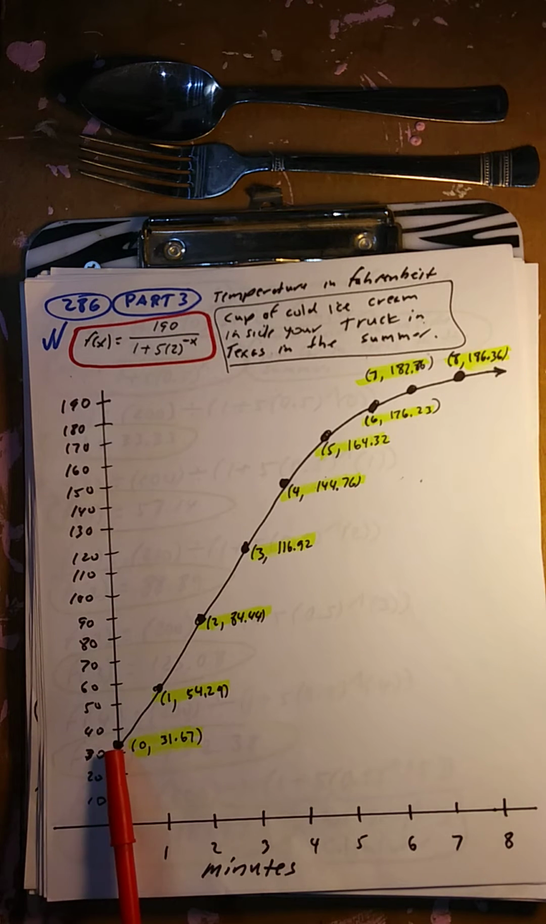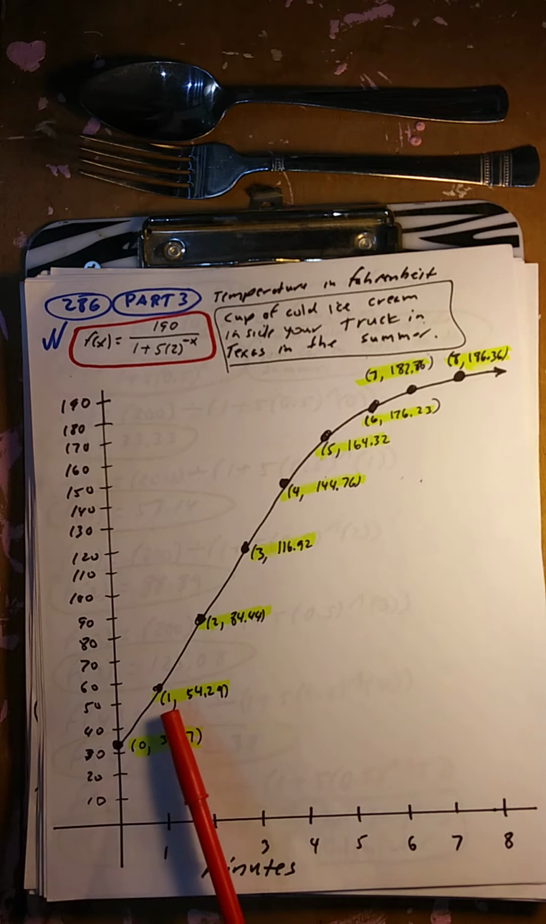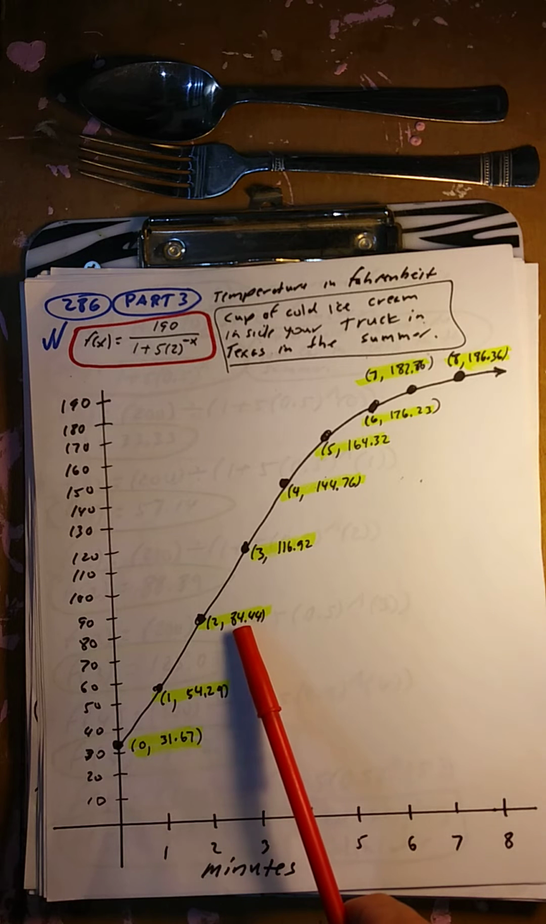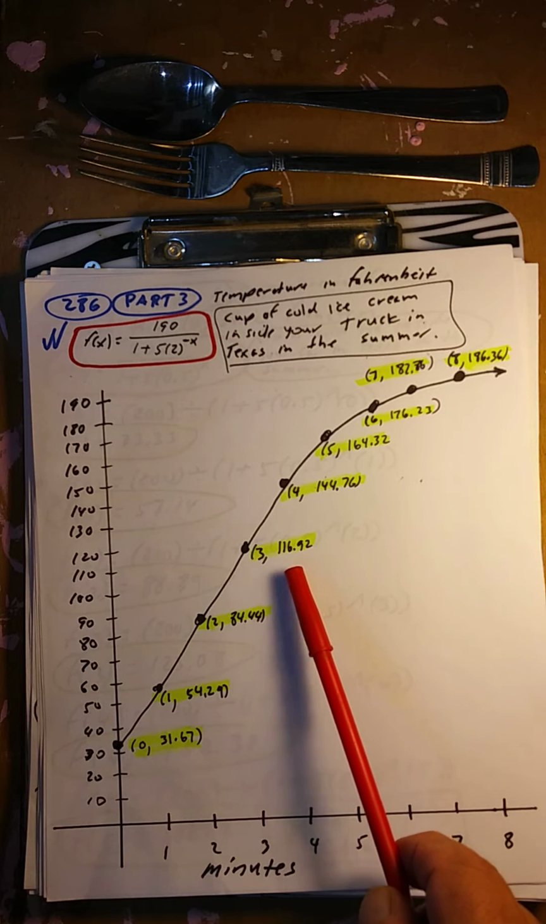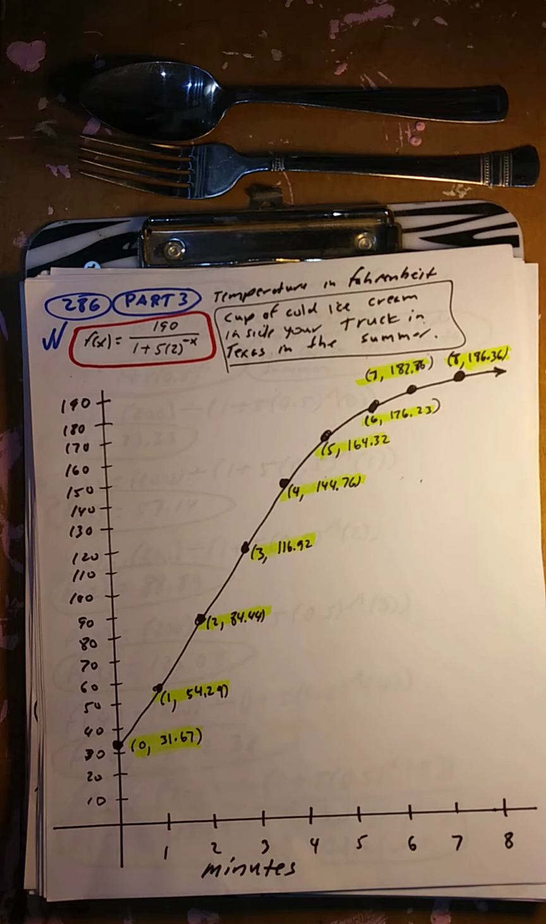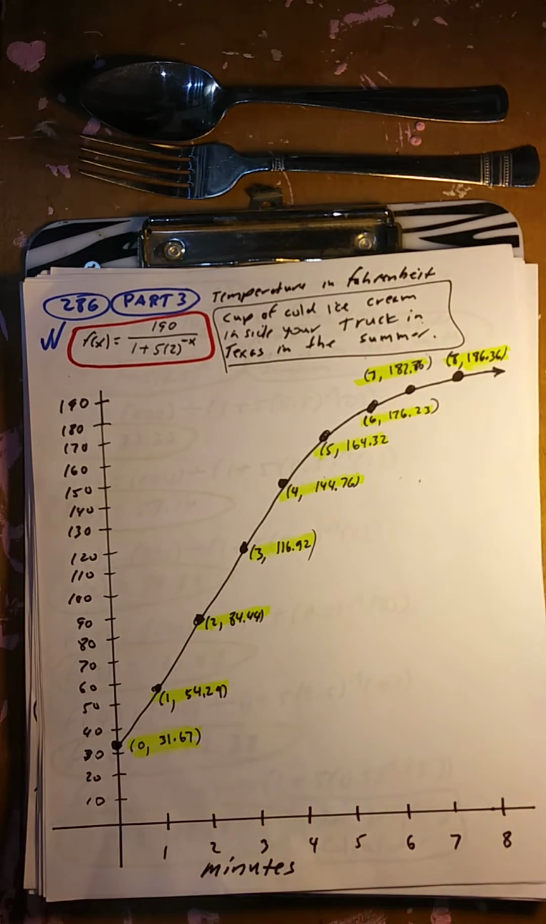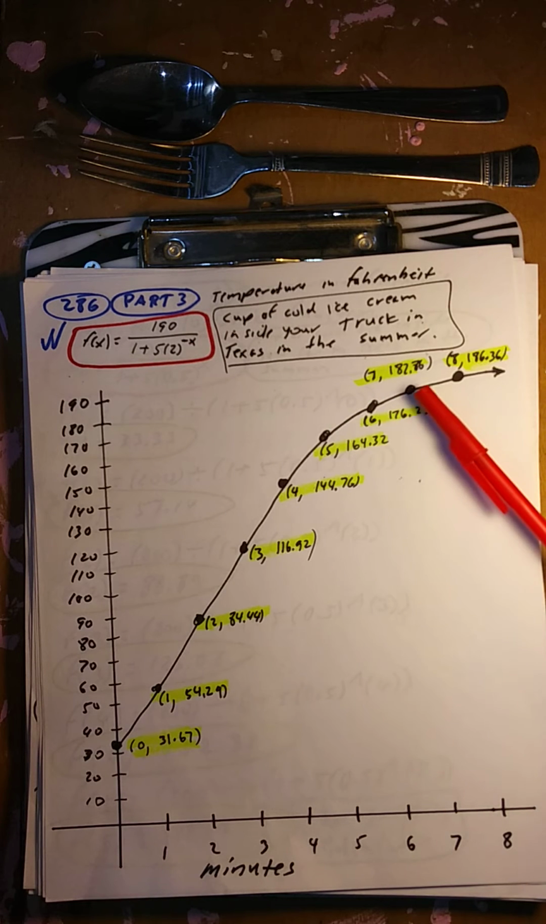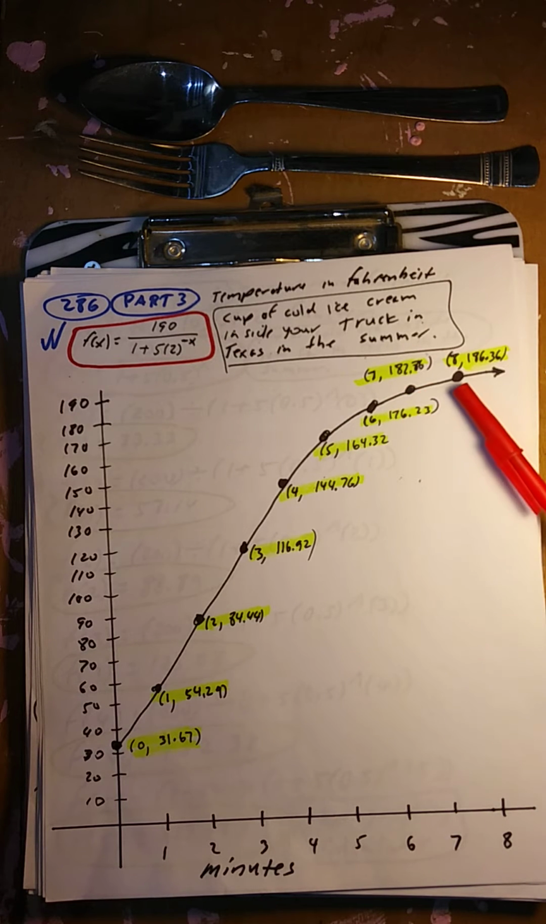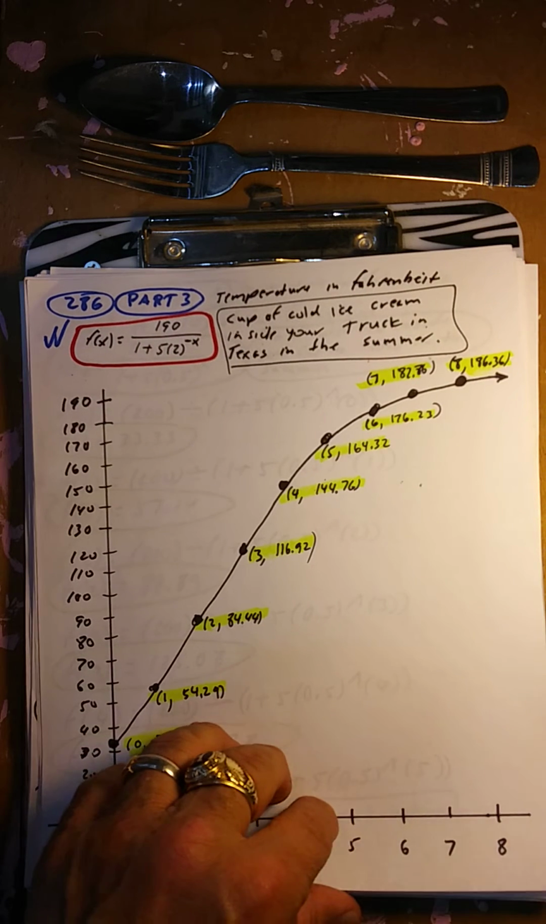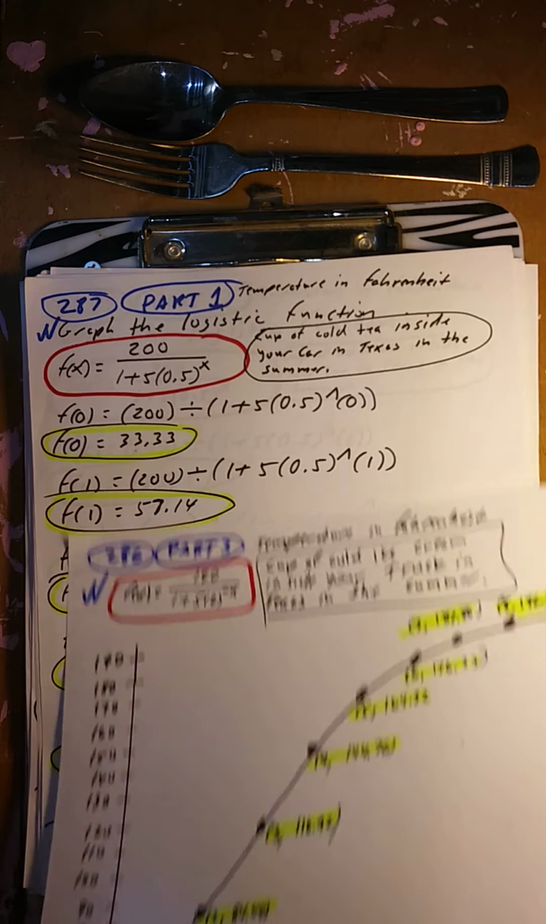At 0, when you first got in there, your ice cream was 32 degrees. 1 minute later, it was 54 degrees. Then it was 84 degrees. 3 minutes later, it was 116. 4 minutes later, it was 144. 5 minutes later, it was 164 degrees in there. 6 minutes later, it's 176. 7 minutes, 182. 8 minutes later, inside that car, the ice cream was 186.36 degrees. It's nice and hot ice cream, huh? Really fast, huh? Logistics curve.